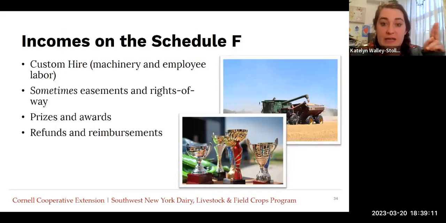Incomes are usually a little bit easier because farming does use cash-based accounting. With cash-based accounting, anytime that money comes in or leaves your account, that is considered an income or an expense. So if you're receiving money at some point for something related to the farm, that's a qualifying income that you would claim on your taxes.